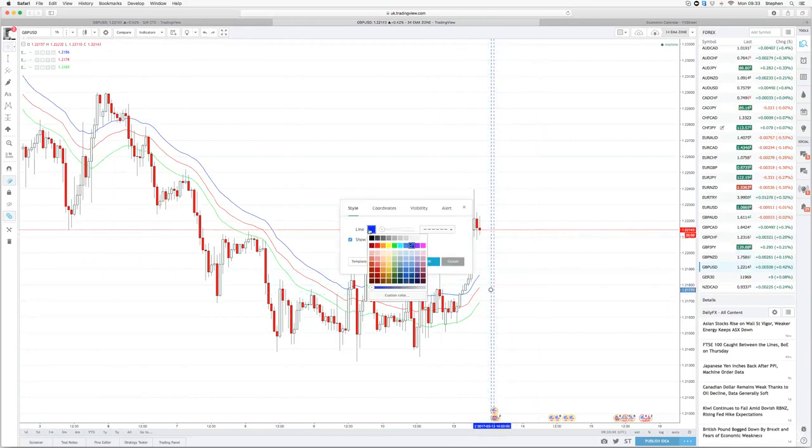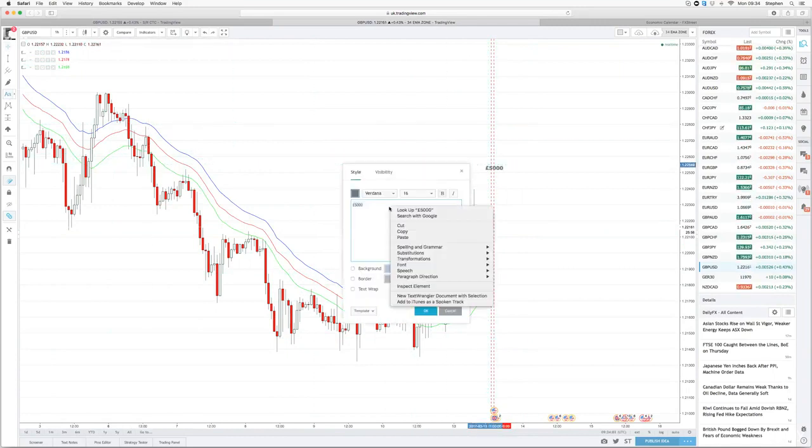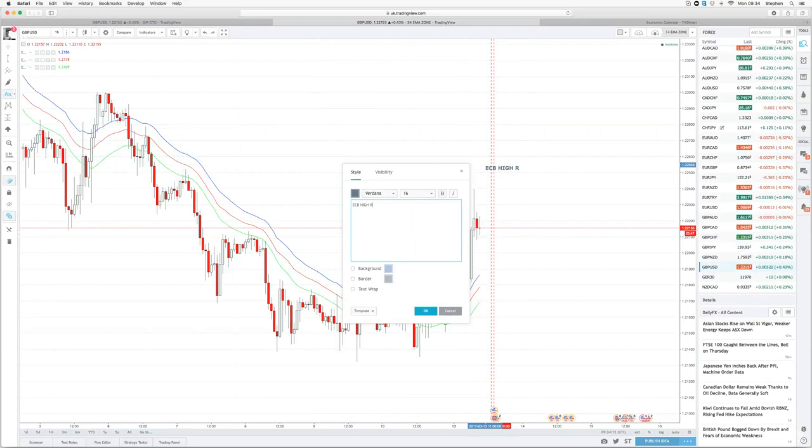I'm just going to double click and paint the style red on both of these to indicate that this is a major news zone. And I'm going to write a brief note, ECB, and we can put high risk.